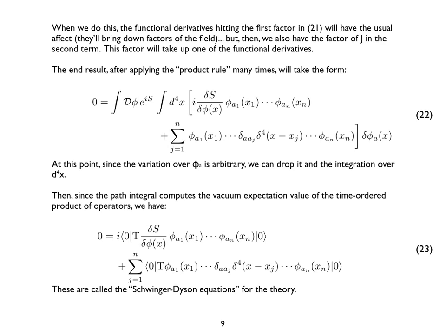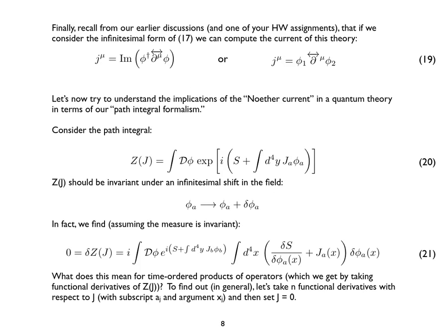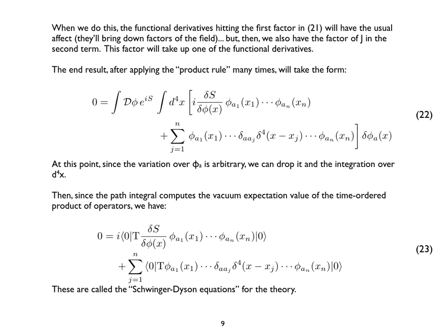One is this guy, right? And the other comes from this term, the JA term, because remember, this has argument x, and I'm taking functional derivatives with respect to some other x and some other a. So it's going to give me delta functions, and that's what this is. But there's n, we're taking n functional derivatives, so there's going to be n of these terms that look like this.